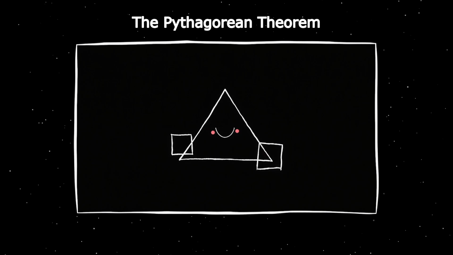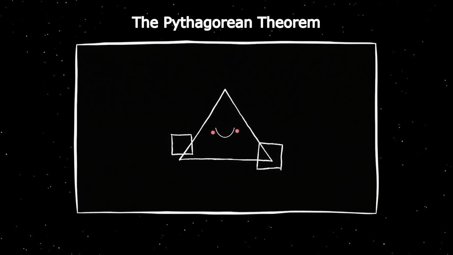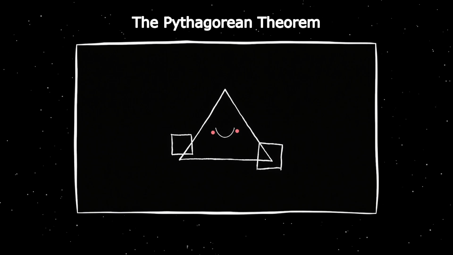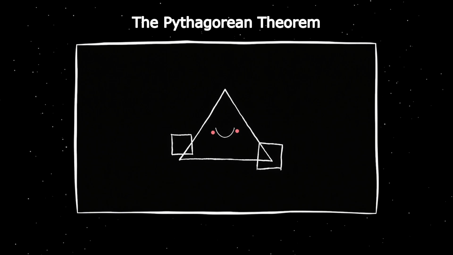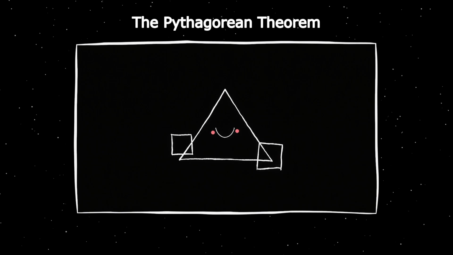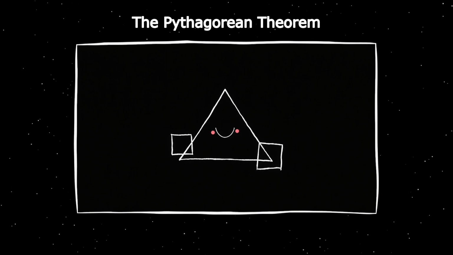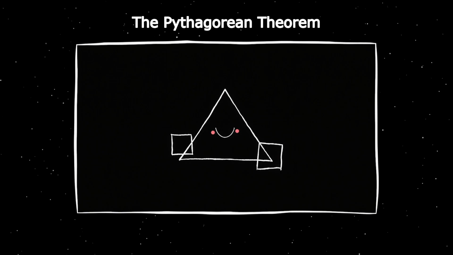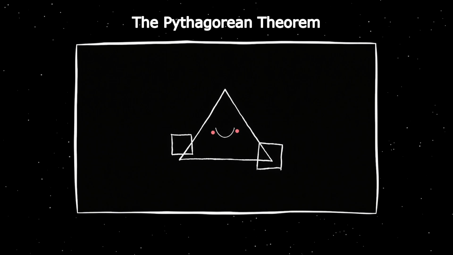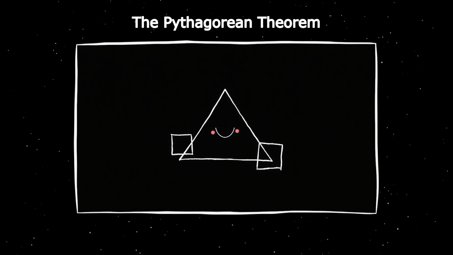For instance, the Egyptians used a method involving ropes knotted at specific intervals to create right angles, thus applying principles reminiscent of the theorem long before Pythagoras was born. The theorem has evolved over time, with countless proofs developed since its initial formulation.